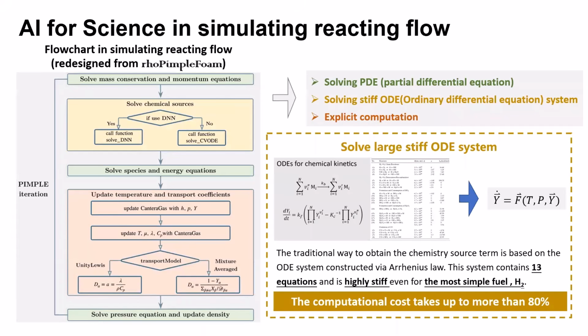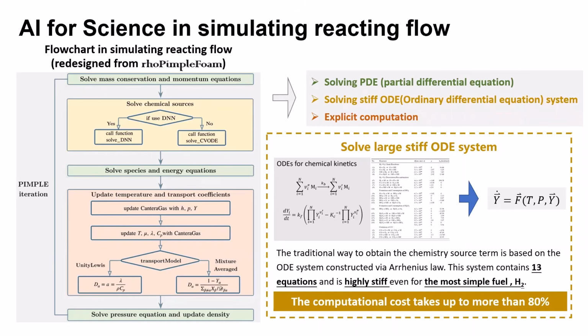First of all, I want to introduce the AI for science method in our group in simulating reactive flow. On the left, I have listed the flowchart in simulating reactive flow. This is redesigned from the PIMPLE algorithm in OpenFOAM. In the PIMPLE iteration, first we need to solve the mass conservation and momentum equation. Then we solve the chemical source, then species and energy, and next we update temperature and some coefficients, and finally we solve the pressure equation and update density.